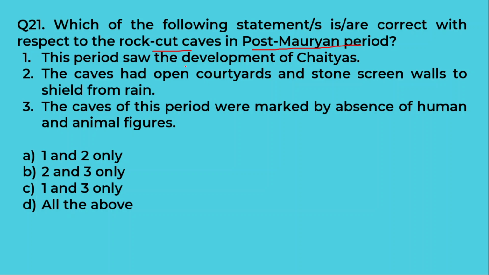So the first statement is, this period, that means the post-Mauryan period, saw the development of chaityas. Second, the caves had open courtyards and stone screen walls to shield from rain. Third, the caves of this period were marked by absence of human and animal figures. The options are 1 and 2 only, 2 and 3 only, 1 and 3 only, or all the above.